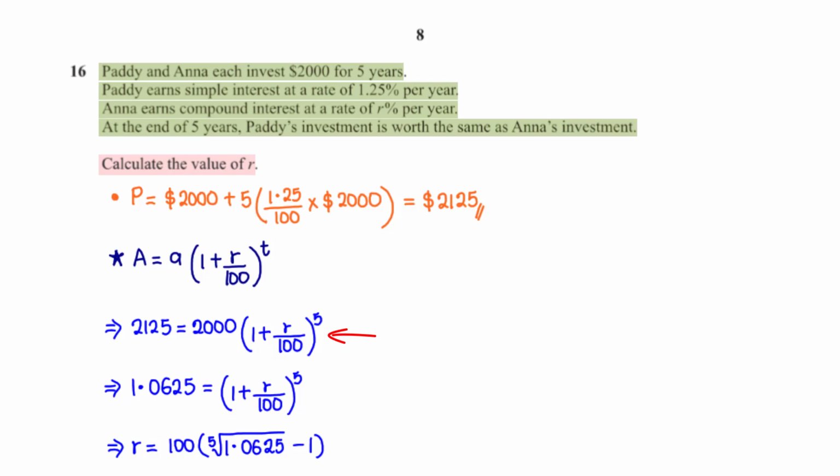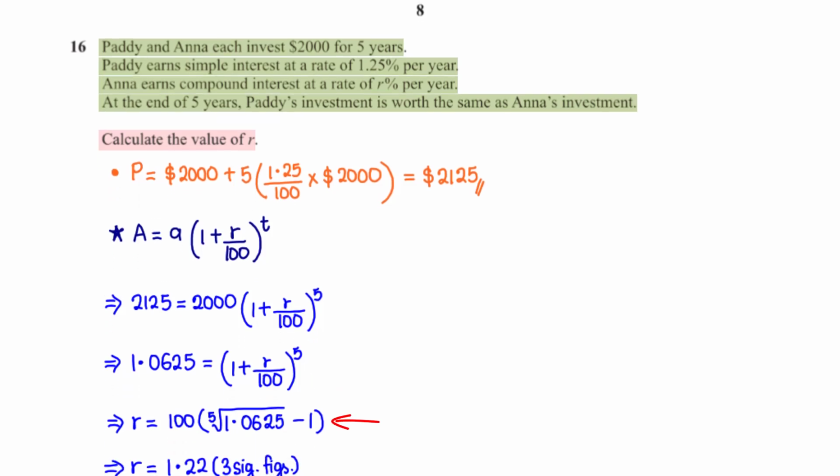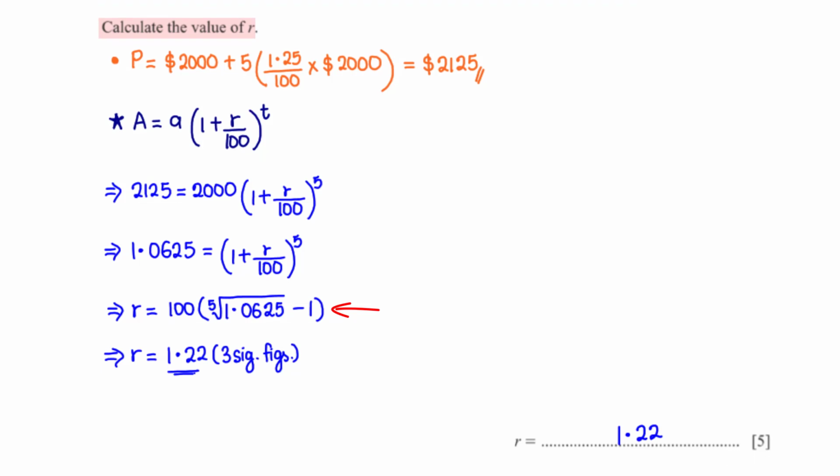From here, all we need to do is make R the subject of the equation to get the value of R. When we divide both sides of the equation by 2000, this is what we get. When we make R the subject, this is what we get. And when we type this resulting expression into the calculator, we get R equals 1.22 rounded to 3 significant figures.